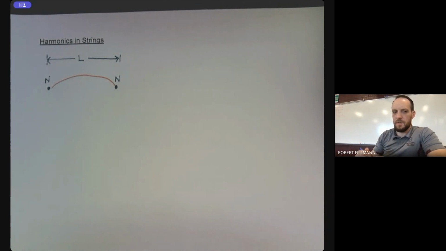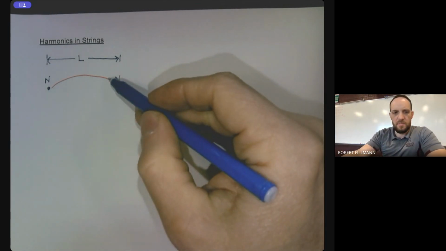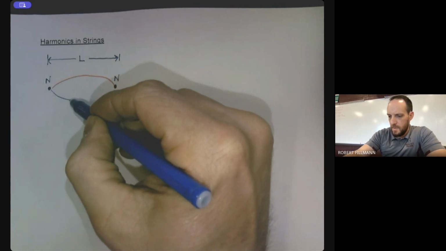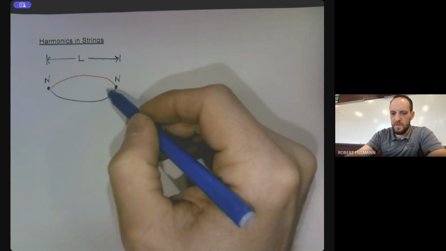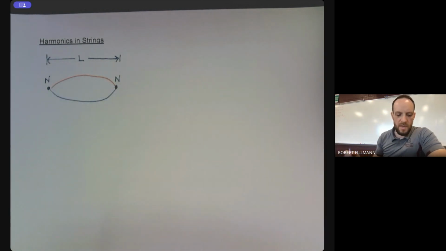Essentially what I'm saying is that the string is going to flip back and forth between this red position and this blue position right here. So up and down, up and down, up and down. And really there are waves traveling left and right, overlapping to form that pattern. And so we have two nodes with an antinode in between them.